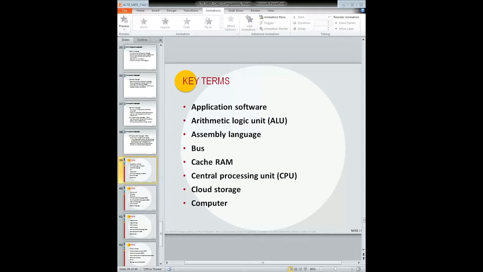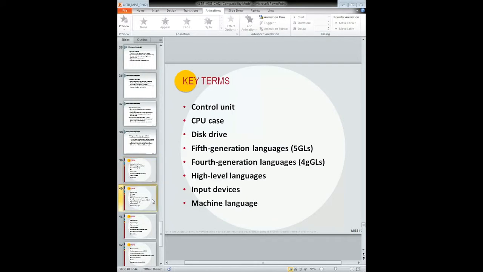I think that concludes our lecture. So at the end, I just want to mention some of the keywords that you have to remember: application software, ALU, assembly language, bus, cache RAM, central processing unit, cloud storage, computer, what is a control unit, what is a CPU case, what is a disk drive.